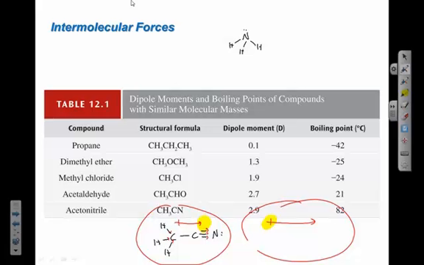A hydrogen bond is really an attraction between an area of partial negative, and this nitrogen will be partially negative because of the electronegativity difference there being quite large. It's that attraction between that on one molecule and the partial positive of another molecule. That is my hydrogen bond.